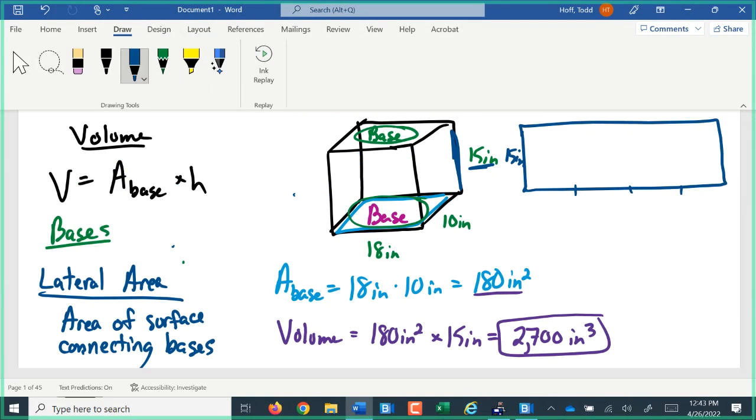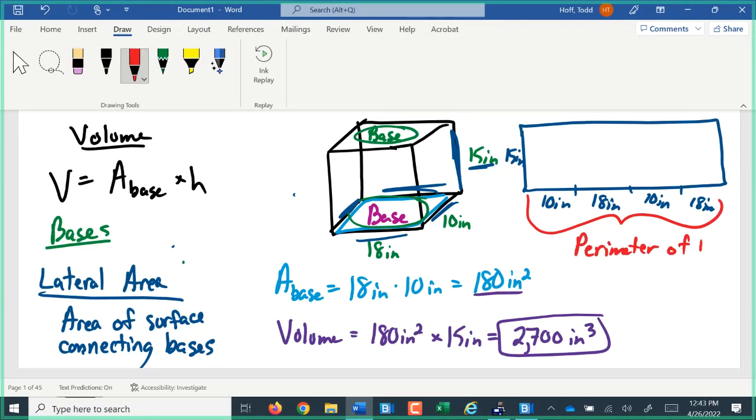The width or length of that rectangle is just, this piece would be 10, this piece back here would be 18, this one would be 10, this one would be 18. I would just add up those dimensions. Well, those dimensions, when I add them up, form the perimeter of the base, correct? Yep. So if I add those all up, I get 56 inches. So lateral area is defined to be the perimeter of the base times the height.